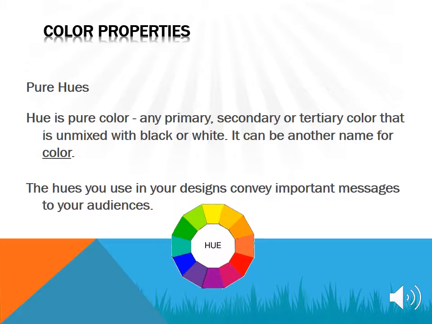Now, let's talk about each type of the color properties. Pure hues. Hue is another name for color, as we mentioned earlier. It is pure color, any primary, secondary, or tertiary color that is unmixed with black or white. It is called hue. It can be another name for color. The hues you use in your design tell important messages to your audiences. We will explain it later.